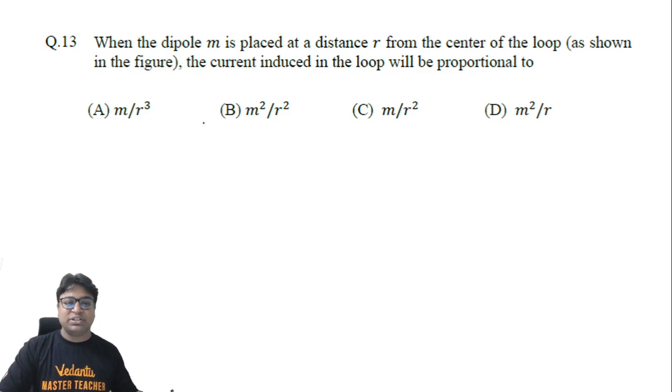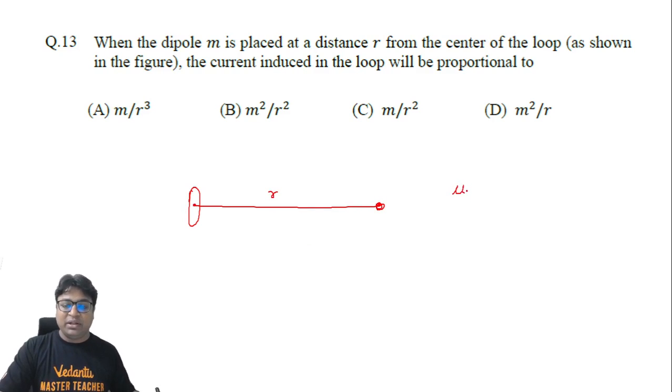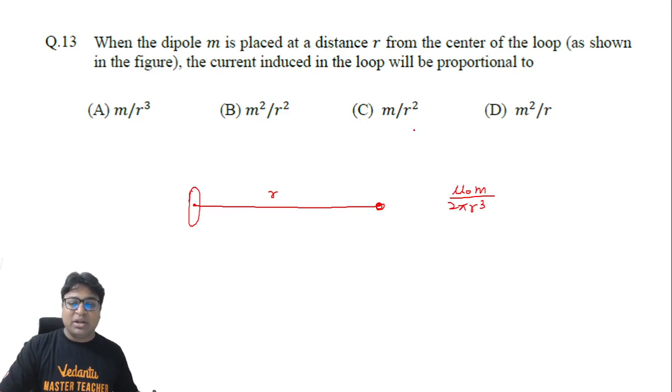So the first one says that when a dipole is placed at a distance r from the center of the loop. Okay, so there was a loop here and from the center there was a distance r and a dipole magnetic moment was here. So this would produce magnetic field here, which would be given by mu naught, let me go back and check, mu naught m by 2 pi r cube. So this would be the magnetic field.